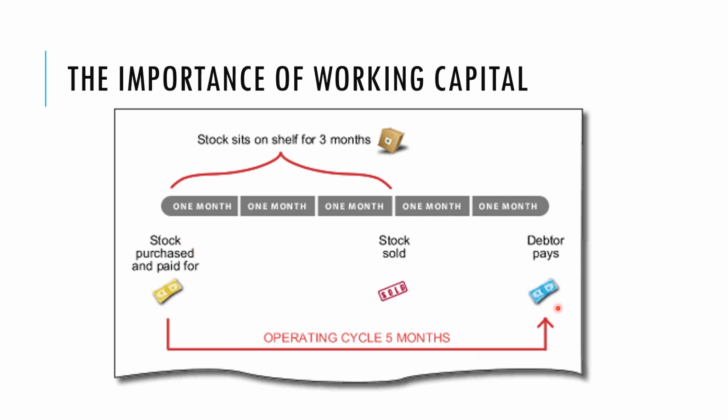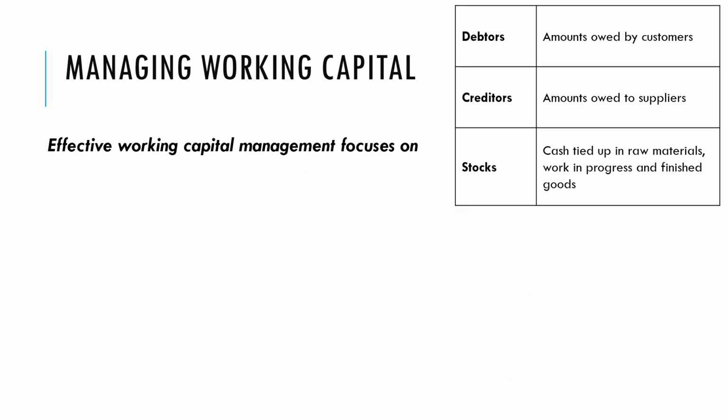So it's important the business has working capital, some cash available to meet the everyday expenses to keep the business operating throughout the working capital or the cash flow cycle. So managing working capital is important, and to ensure the business has good working capital, they really need to focus on 3 areas: their stocks, their creditors, and their debtors.